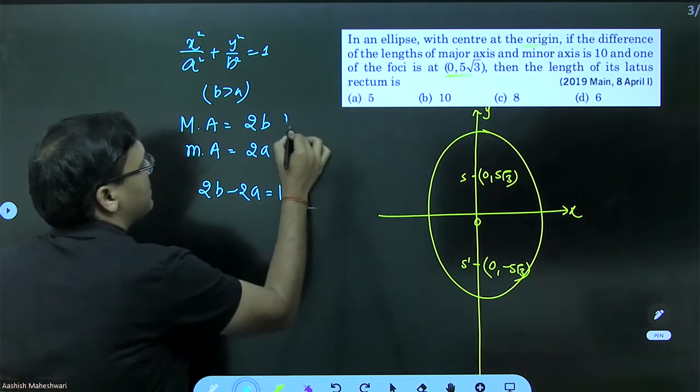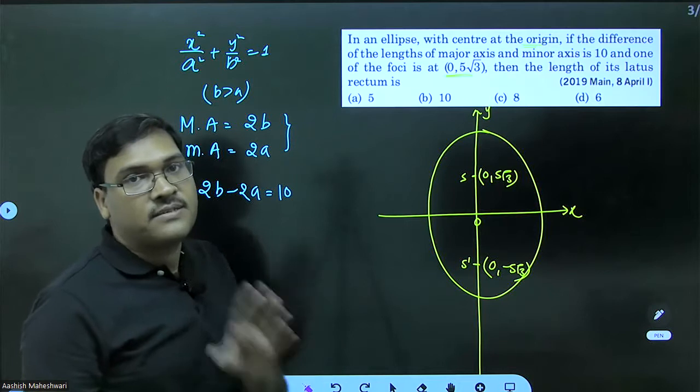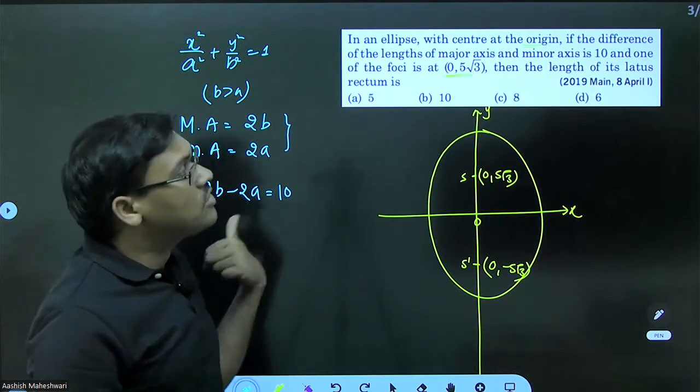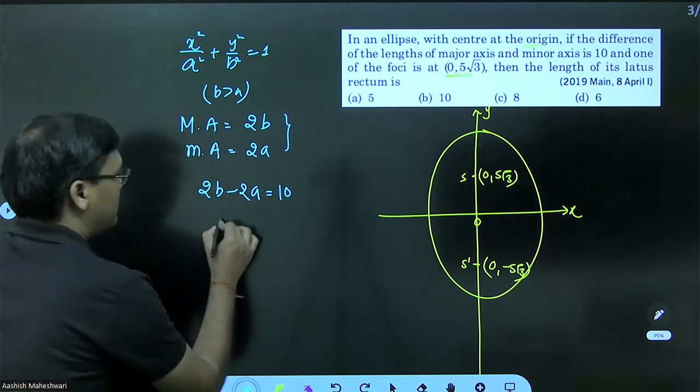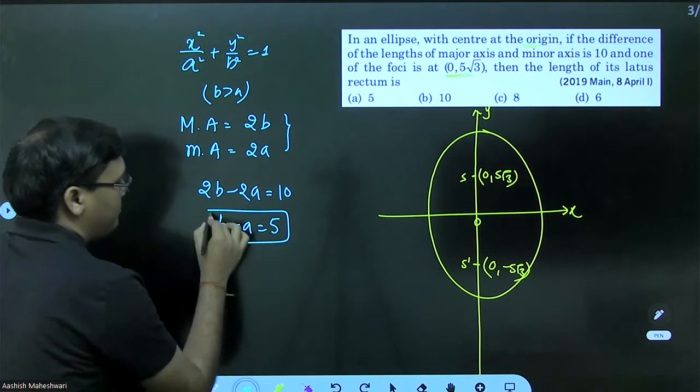This is one common mistake here. Many students just write this is b minus a. b and a are not the major axis and minor axis. 2b and 2a are the major axis and minor axis. One common mistake in this question. Okay. So what is this? This is given that b minus a is equal to 5. This is one relation we have.